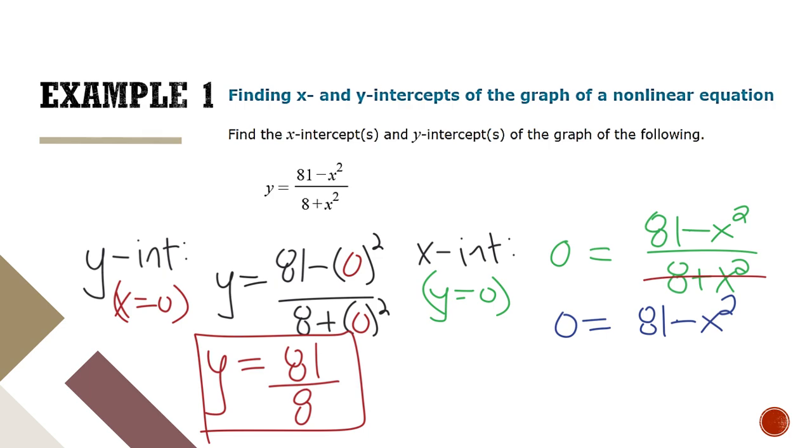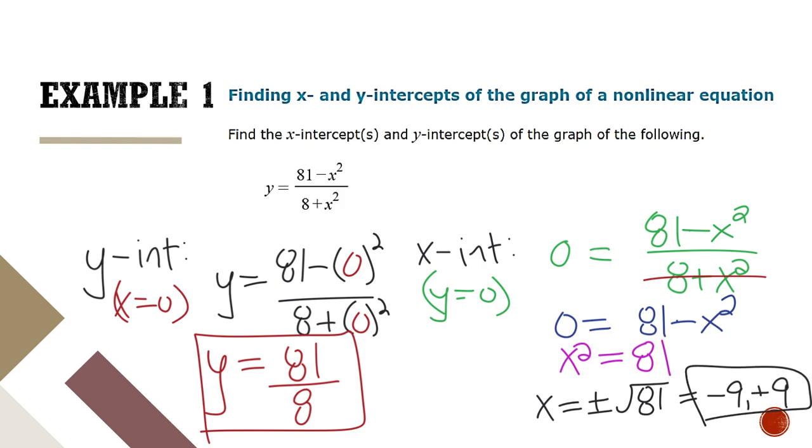Then what we do is add the x squared to both sides, and then we can square root to get that x is both the positive and negative square root of 81, or it's going to be negative 9 and positive 9 for my two x-intercepts.